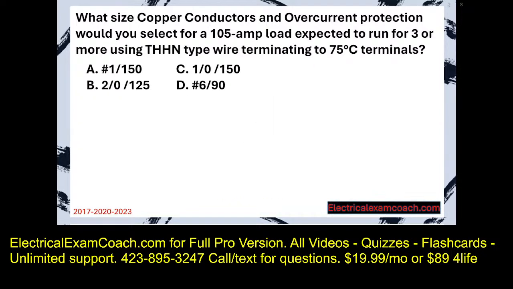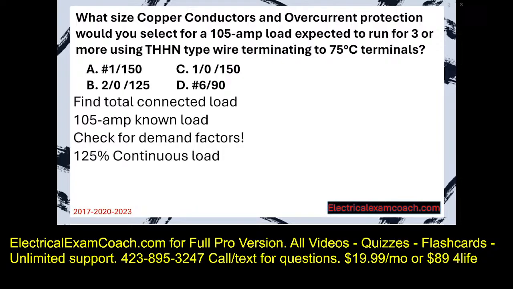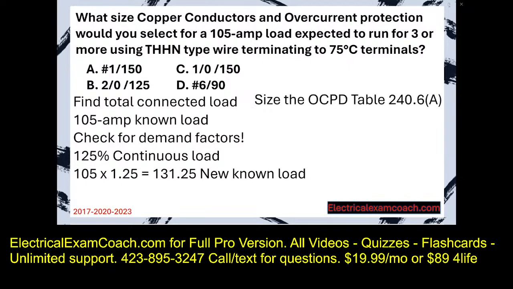What size copper conductors and overcurrent protection would you select for a 105 amp load expected to run for 3 or more hours using THHN type wire terminating to 75 degree C terminals? Step 1, find the total connected load. 105 amps is our starting known load, but we must check for demand factors. When we look, we find that we have the 125% continuous load rule, so we do our math. We take our original starting known load, we multiply it by 1.25, that gives us a new known load of 131 amps, and now we can size our overcurrent protective device.